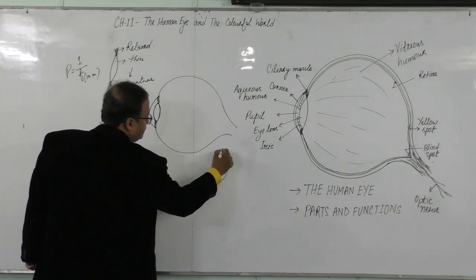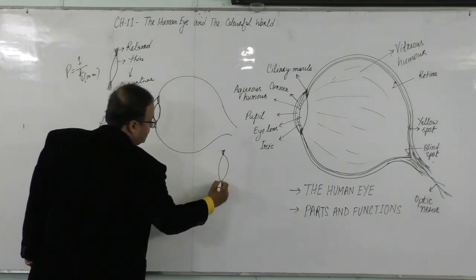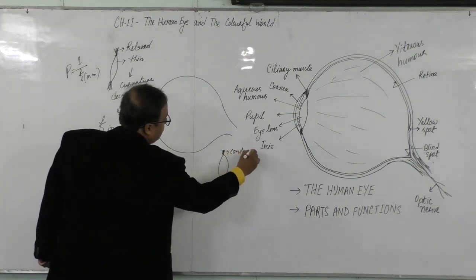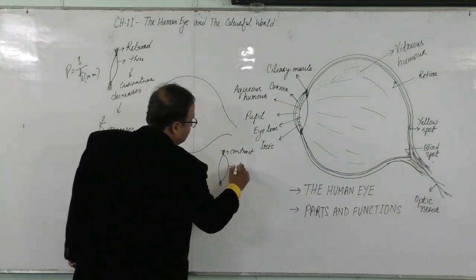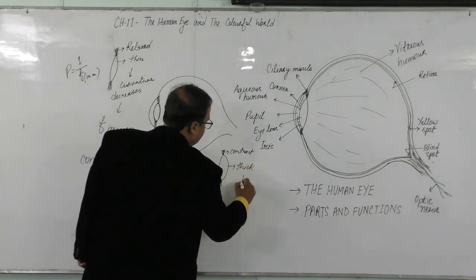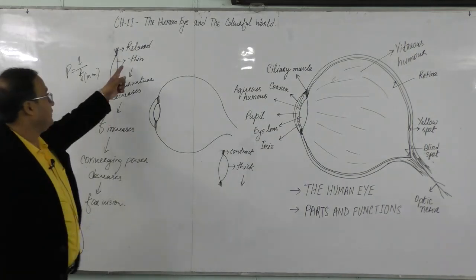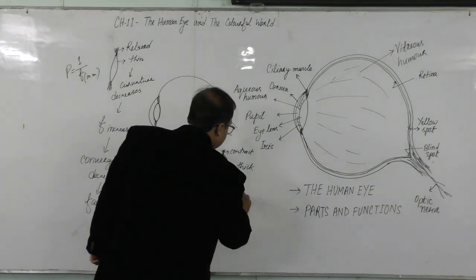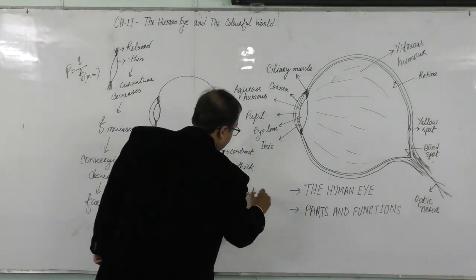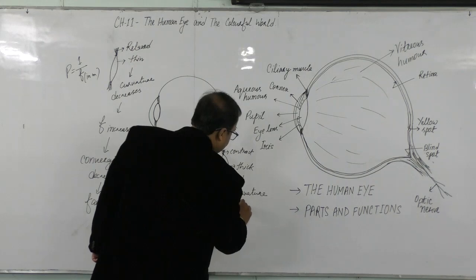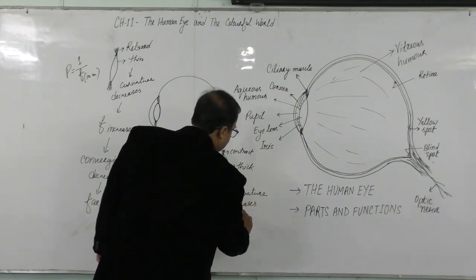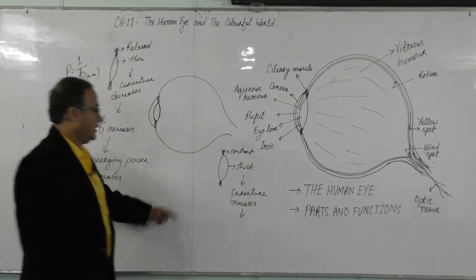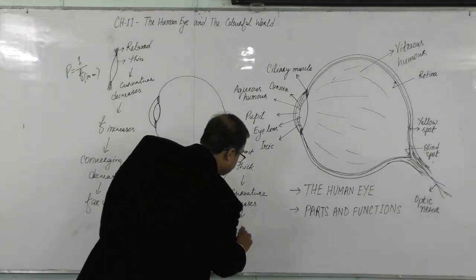contract. The ciliary muscles contract and the eye lens becomes thick. The eye lens here it became thin, now it becomes thick. Its curvature increases, and thereby here the focal length was increased and now the focal length decreases.